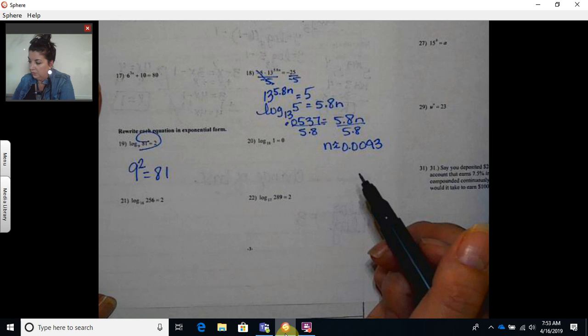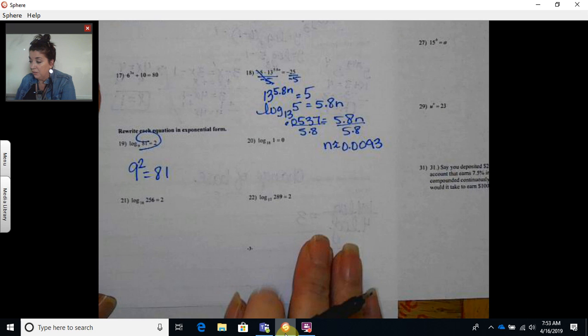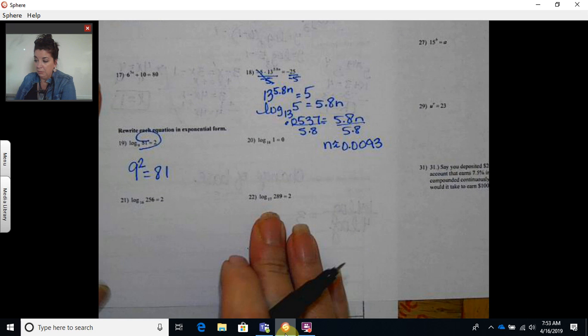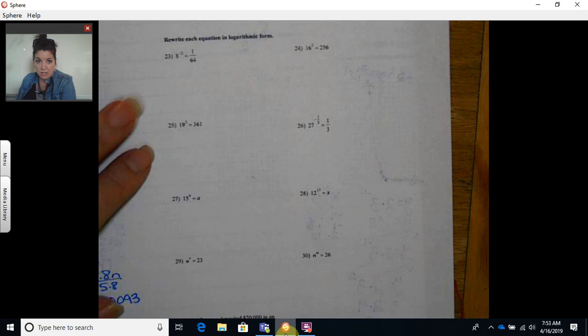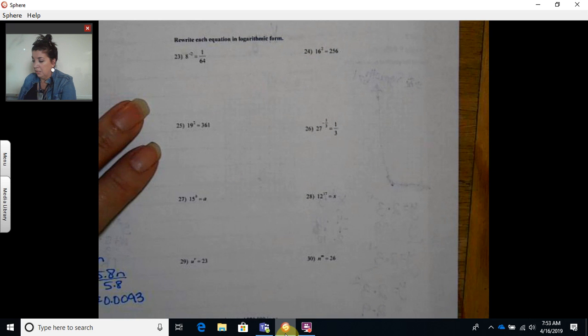Okay. 23 through 30. Rewrite in logarithmic form. Okay, more easy problems. So right now, they are in exponential form. You just have to rewrite them in logarithmic form.